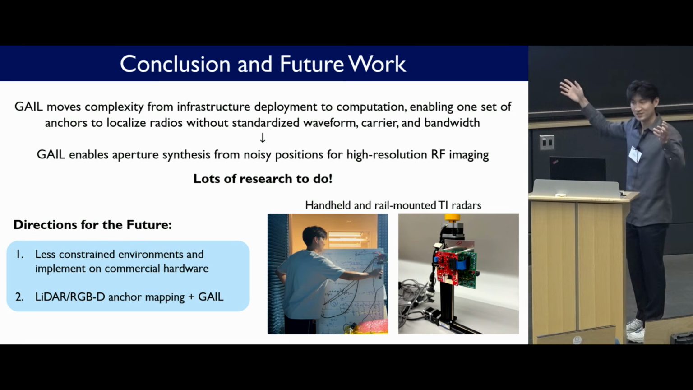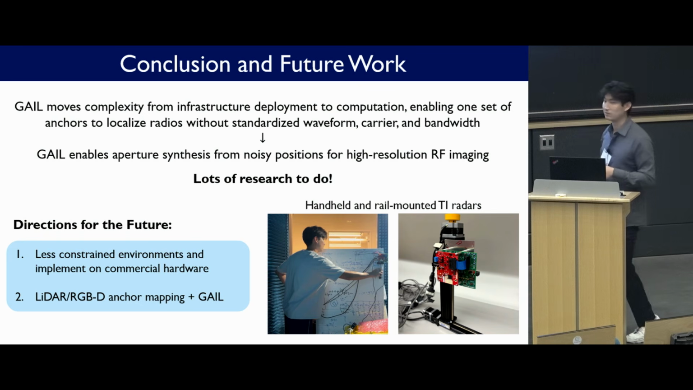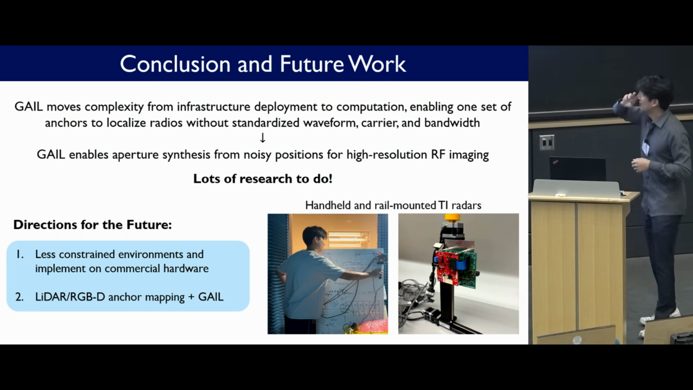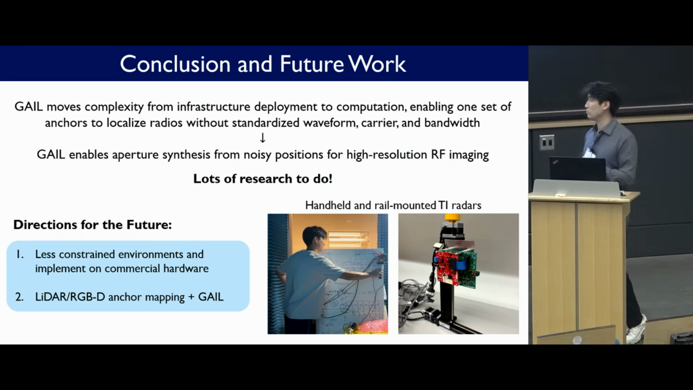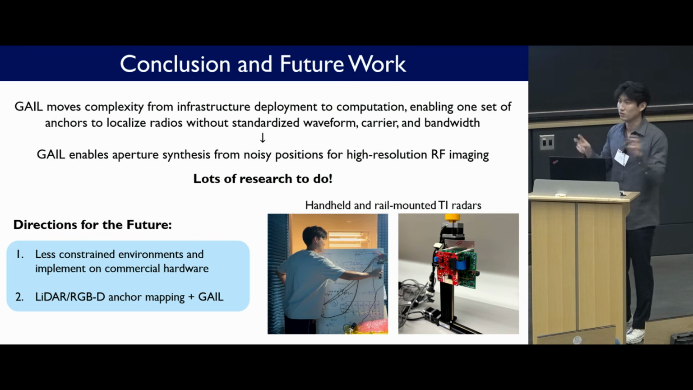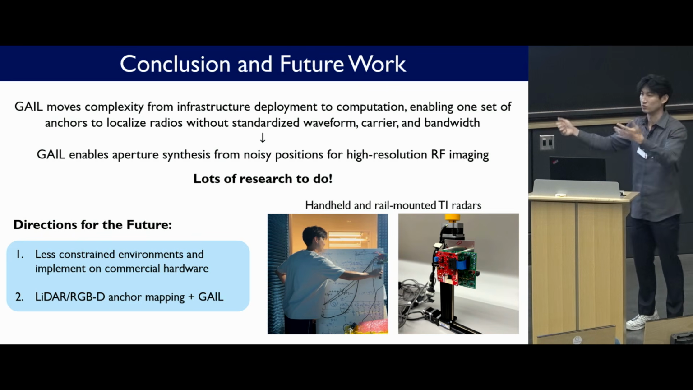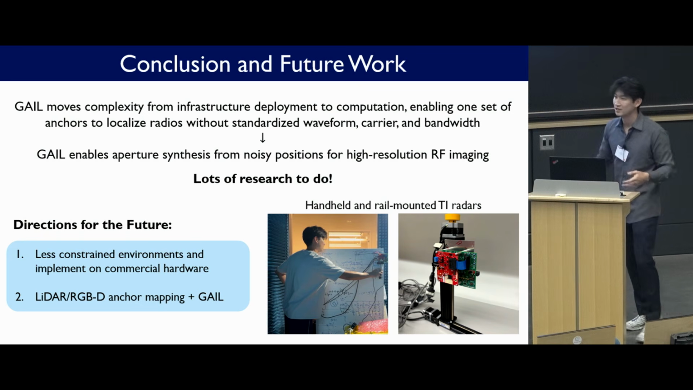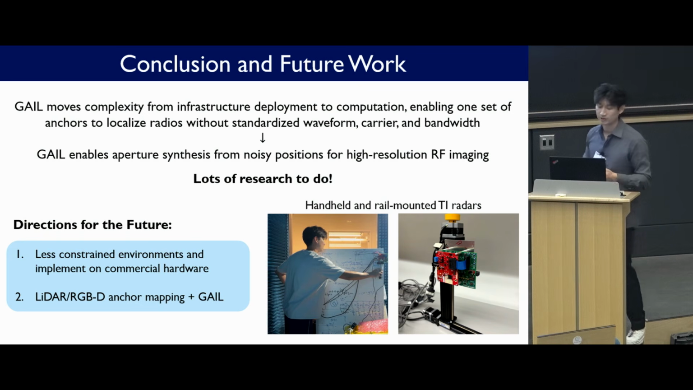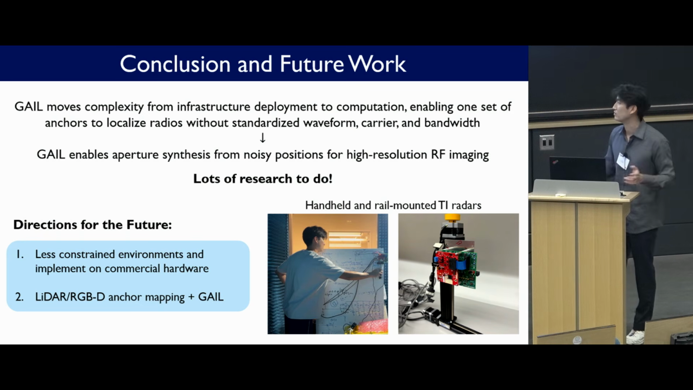We've bought a bunch of TI radars, and we've mounted them all sorts of places, right? So we have one handheld setup. We mounted one on another rail. And so what we're getting to is moving towards really in-the-wild scenarios. So my goal is to be able to scan this room with the radar with my hand, localize all of those positions, and then cohere a really, really nice room-scale image.